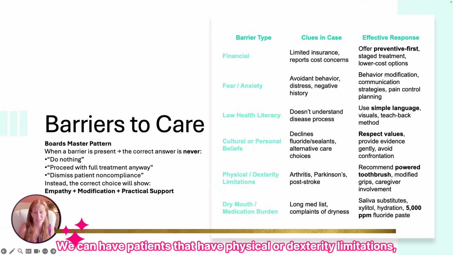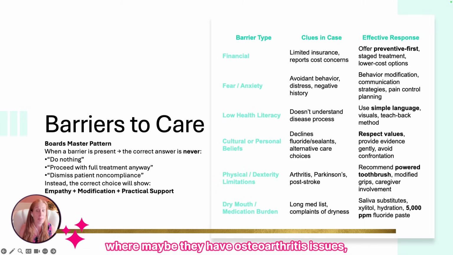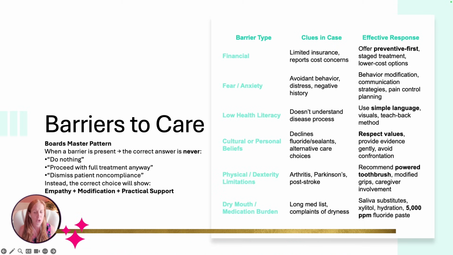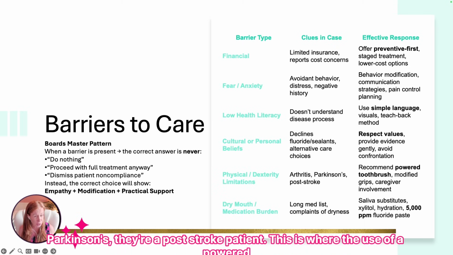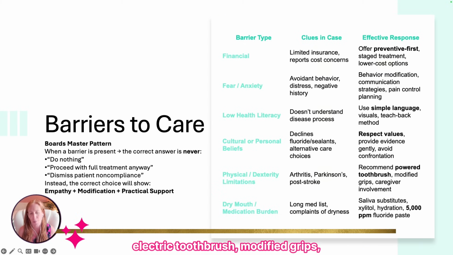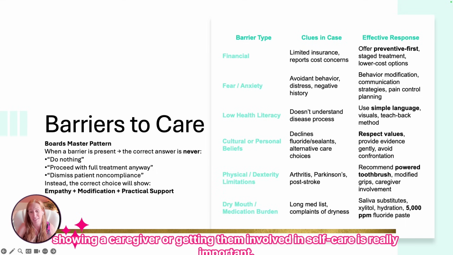We can have patients that have physical or dexterity limitations, where maybe they have osteoarthritis issues, Parkinson's, they're a post-stroke patient. This is where the use of a powered electric toothbrush, modified grips, like that tennis ball, for example, showing a caregiver or getting them involved in self-care is really important.